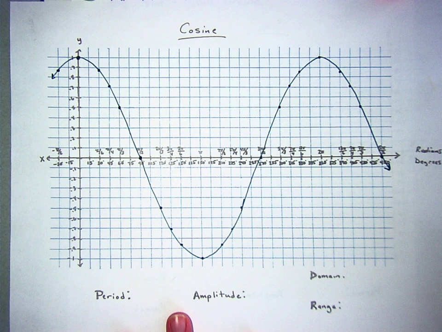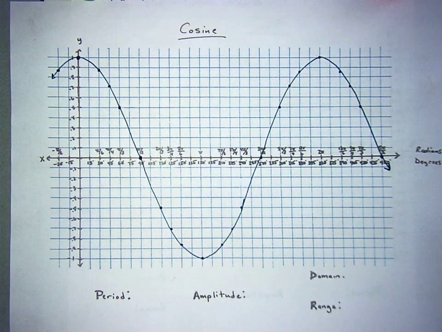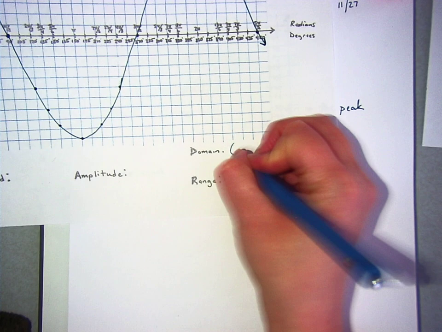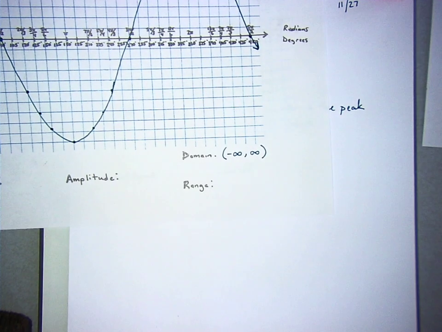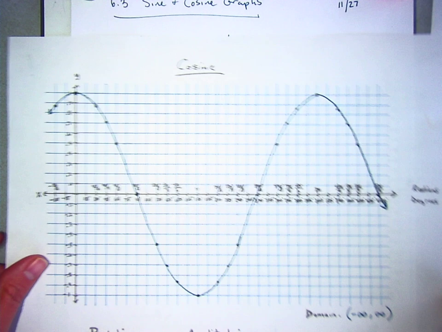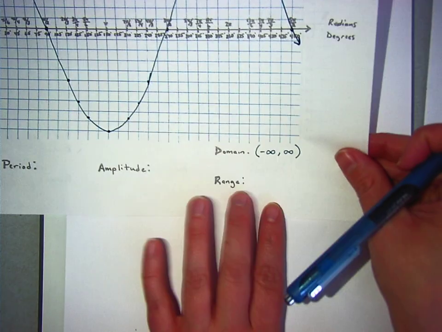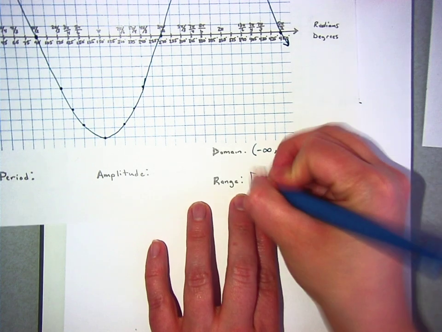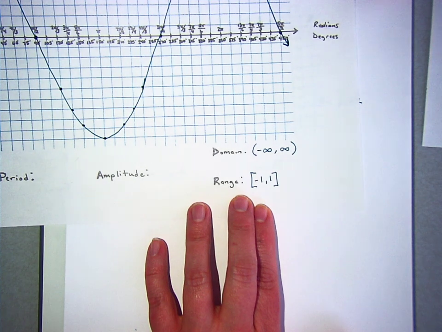All right, so domain. How far does this graph stretch, going left and right, if we kept it going? Infinite. So over here on domain, I'm going to write negative infinity to infinity. How about range? How high and how low does it go? 1 and -1, including 1 and -1? Including, what do I write to show that it's including it? Brackets. So -1 to 1 brackets. It goes down to -1 and up to 1 over and over again.